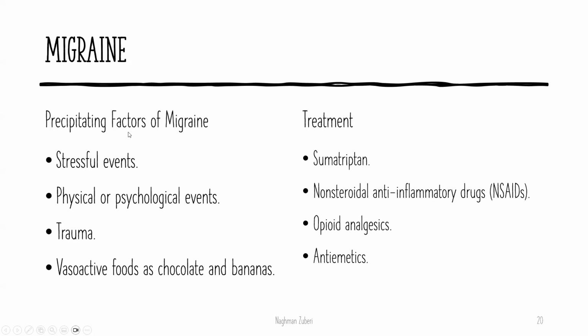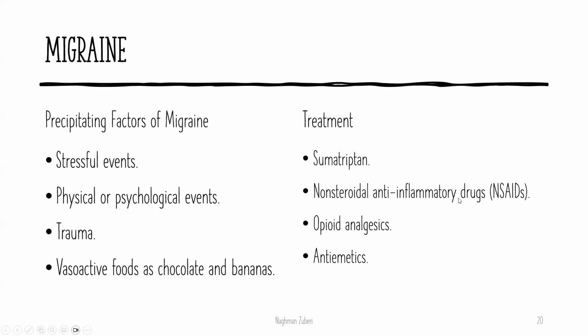Migraine. Precipitating factors of migraine are stressful events, physical or psychological events, trauma, and vasoactive foods like chocolates and bananas. Treatment is the drug sumatriptan. It is from the class of drugs called triptans. Then NSAIDs can also be given, like aspirin or ibuprofen or naproxen.